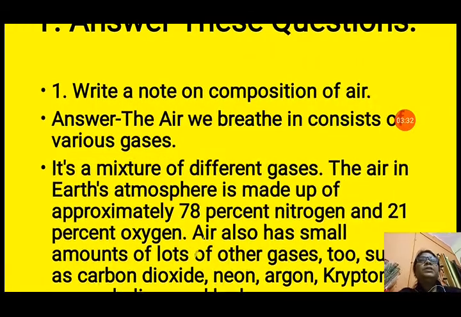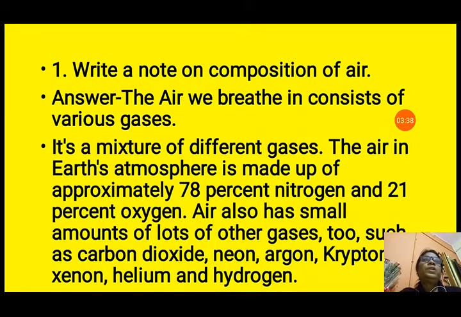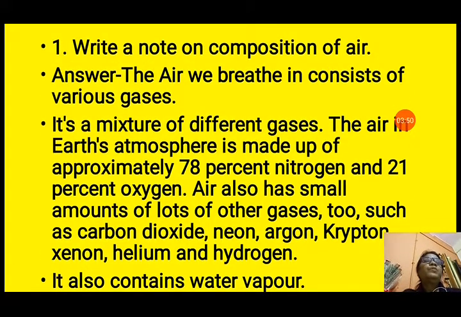Now next is question F. We will see first number: write a note on the composition of air. Composition of air means the components present in the air, which we have to discuss. The air we breathe consists of various gases. We know air is a mixture of many gases. The air in the Earth's atmosphere is made up of approximately 78% nitrogen and 21% oxygen. Air also has small amounts of many other gases, such as carbon dioxide, neon, argon, krypton, xenon, helium and hydrogen. It also contains water vapor.